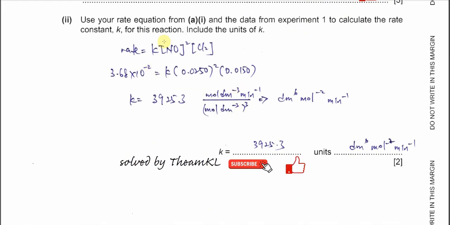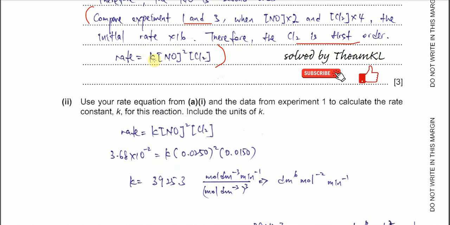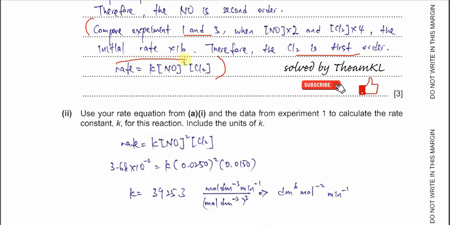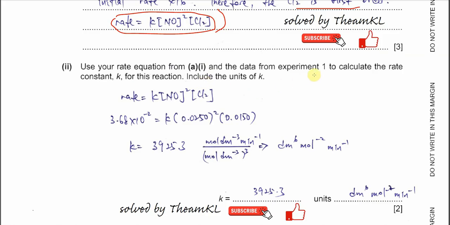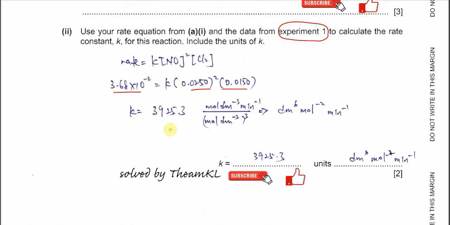Part 2. Use the rate equation from part 1, which is this one: rate equals the rate constant k times the concentration of NO squared times the concentration of the chlorine. We are asked to use the data from experiment 1. You just need to substitute the initial rate in experiment 1 and both concentrations.